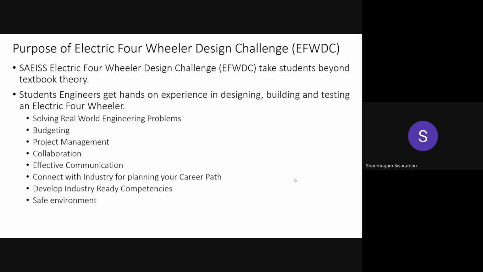So this is precisely what we want to teach you, because this is not taught in the classroom. In colleges and universities, we don't teach how you can work as a team, how to get the best output at the lowest cost, because that is frugal engineering. A country like India cannot spend a lot of money in building a vehicle like an electric four-wheeler. So therefore, we have to apply frugal engineering.